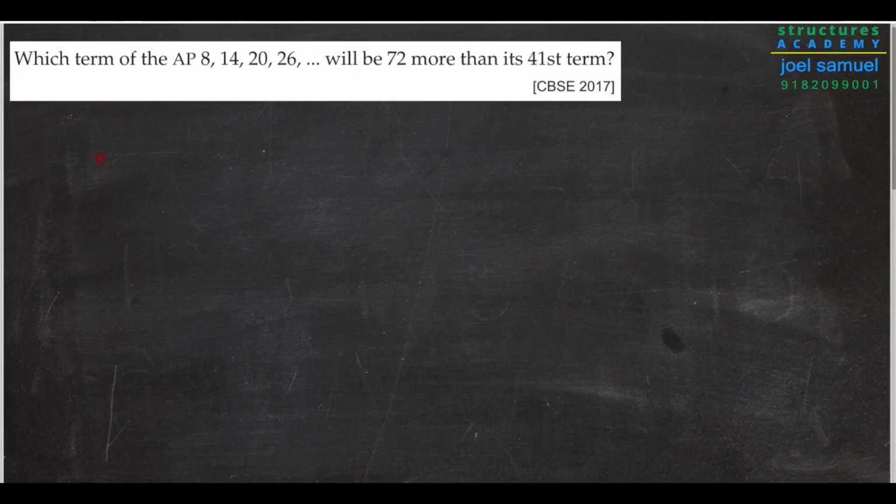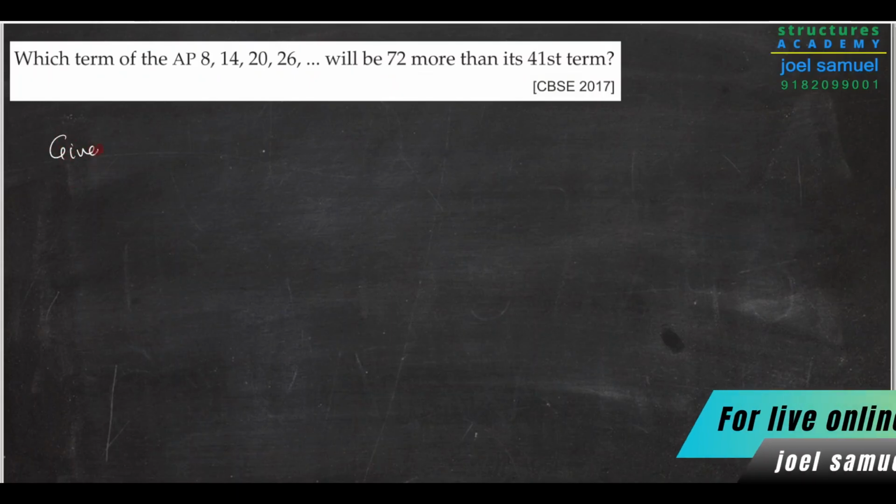Alright, let us look at another problem from arithmetic progressions. Which term of the AP 8, 14, 20, 26 and so on will be 72 more than its 41st term? So let's try and understand what the question is asking us.